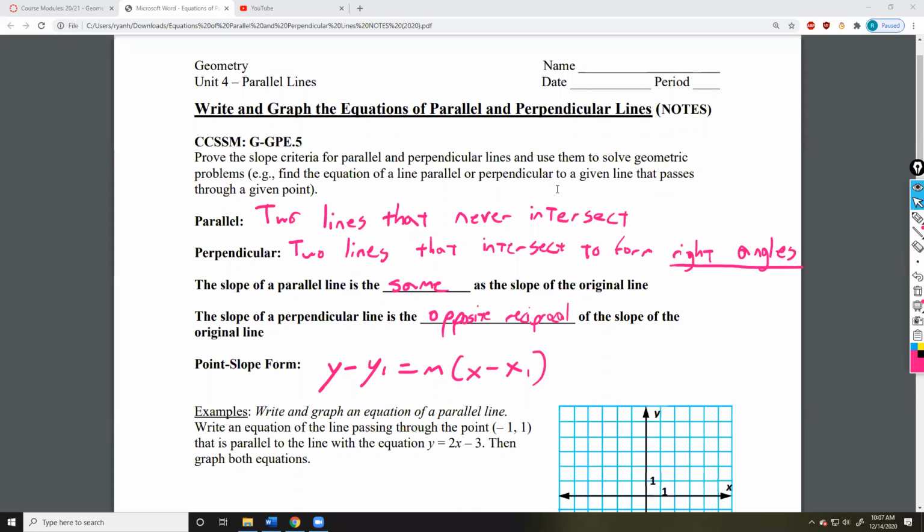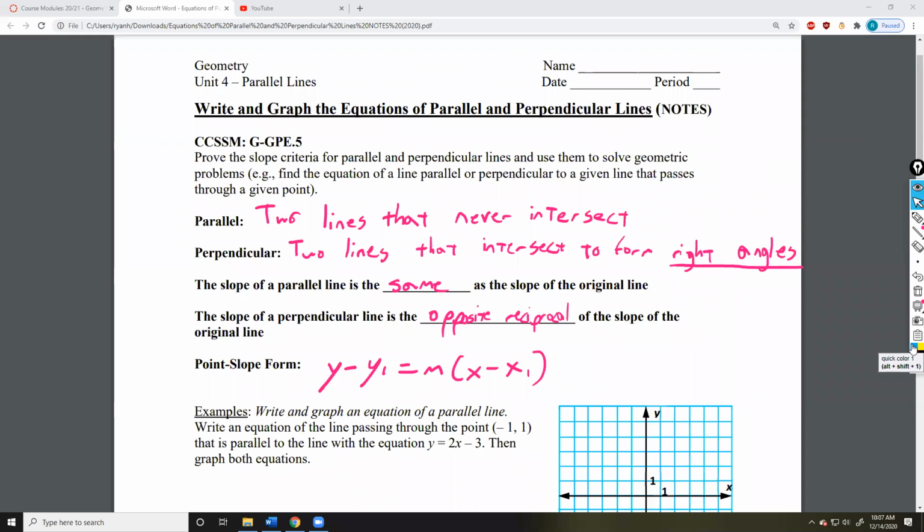All right. So like I said, a lot of your definitions were really good. Parallel lines are two lines that aren't going to intersect. Perpendicular, they intersect to make a right angle. And so we're going to talk about slopes of those lines. So remember, slope measures steepness, how steep the line is.